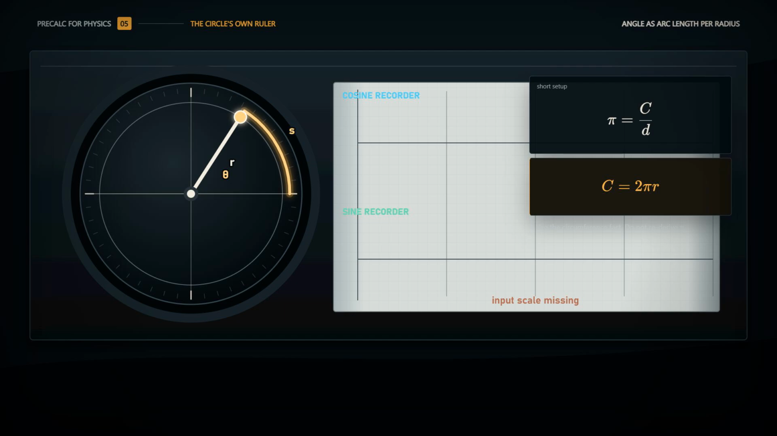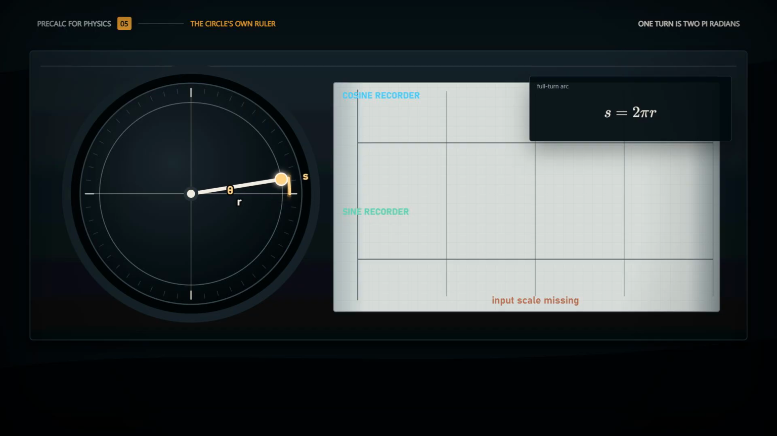To measure one complete turn, we need only the familiar circumference fact. Pi is circumference divided by diameter, and diameter is 2 radii. So the circumference is 2 pi r. We will use that fact here, not rederive pi.